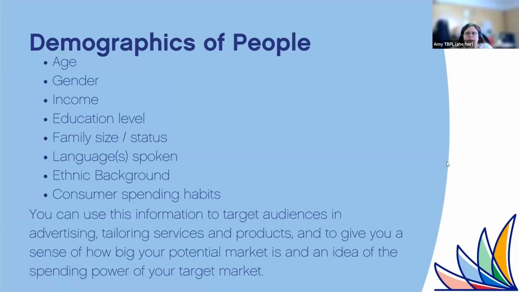And then demographics of people. If you've ever done the census before, this is probably very familiar. So things like age, gender, income, education level, and family size and status. These are all things that can help determine who actually lives in your community.